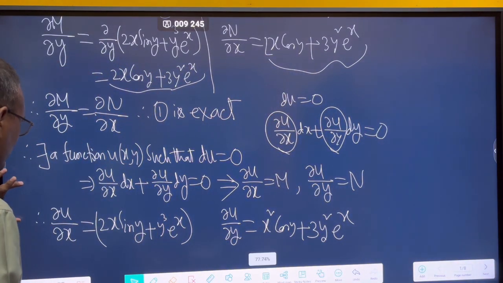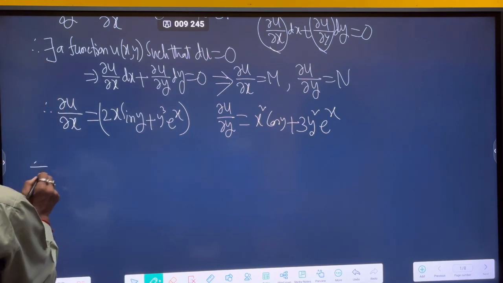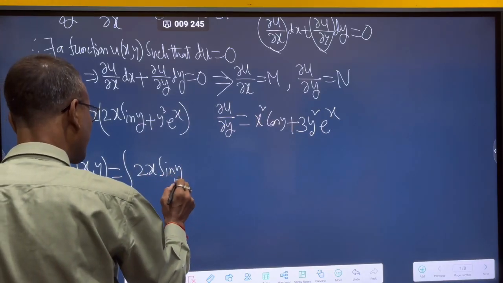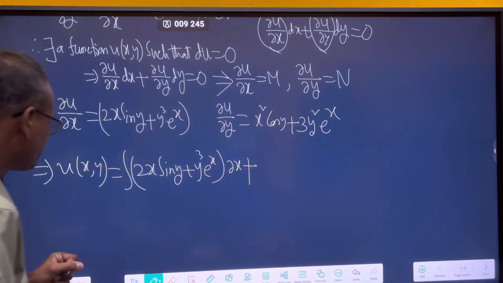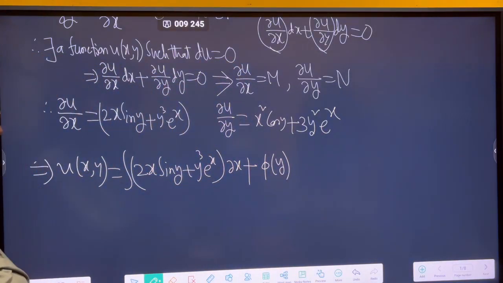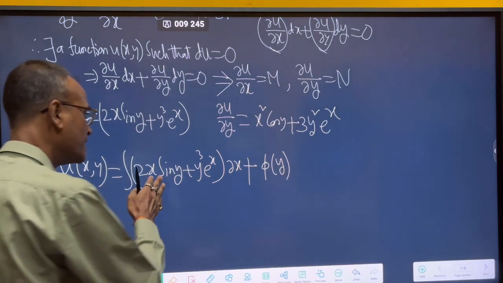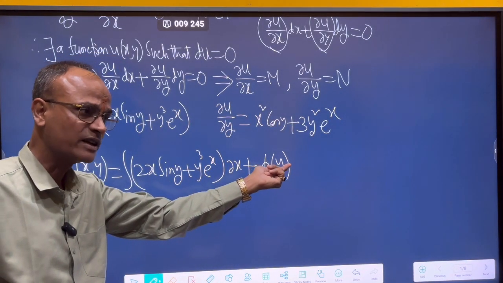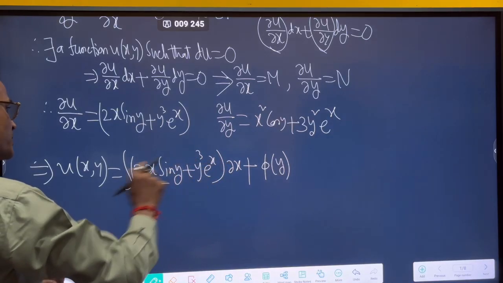Now, this means u, a function of x, y, will be equal to the integral of twice x sin y plus y cube e to the power x, dx, plus a function of y, phi y. Because if you differentiate this with respect to x partially, you will get this one. If you differentiate phi y partially with respect to x, it will be equal to 0. This is constant when you are integrating with respect to x.